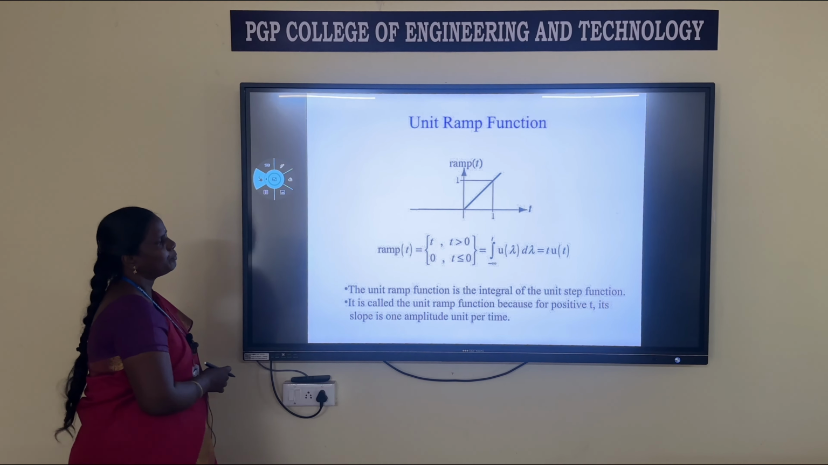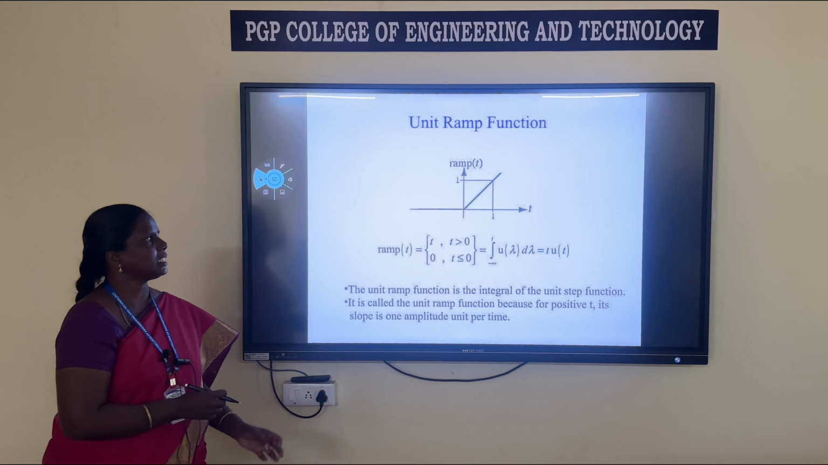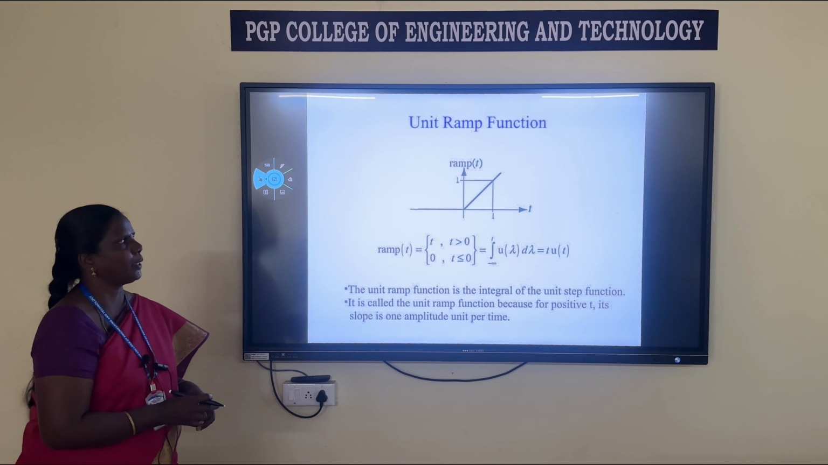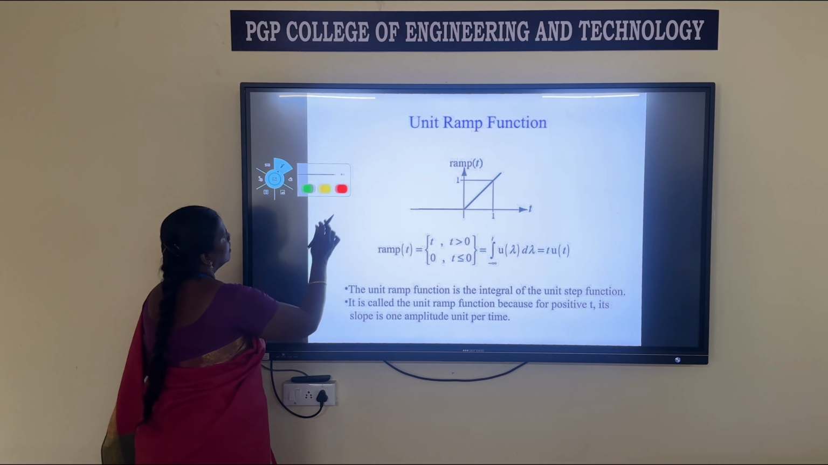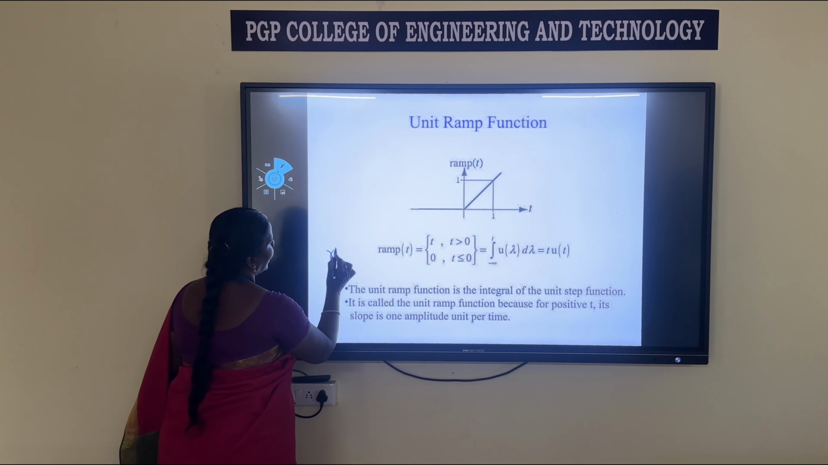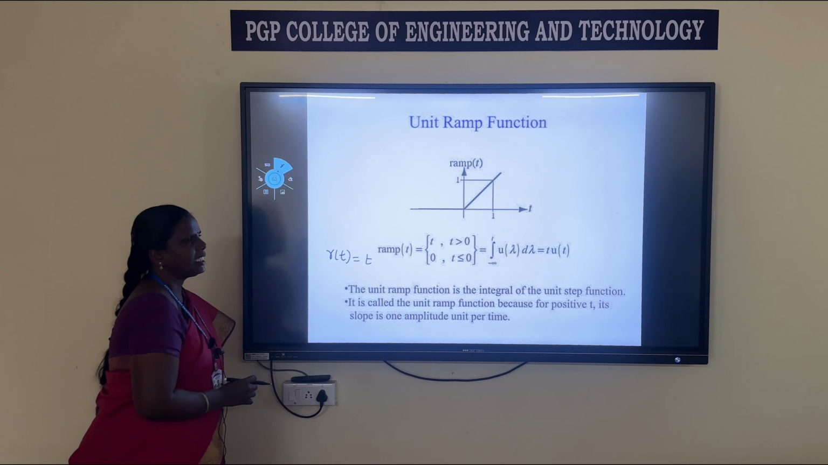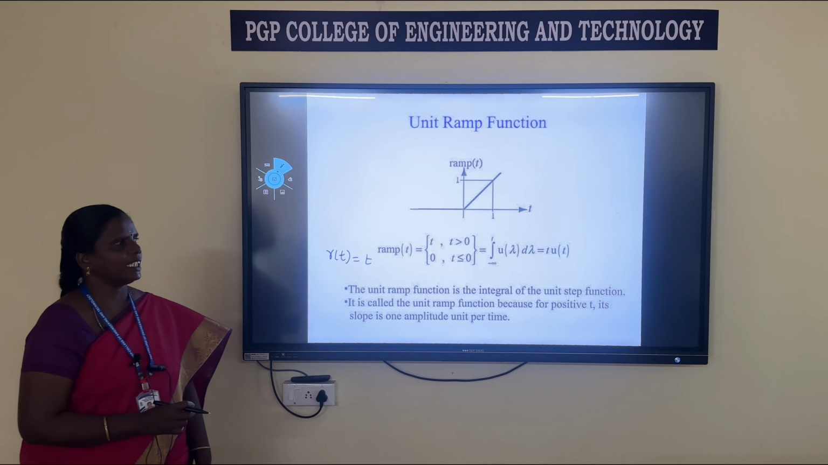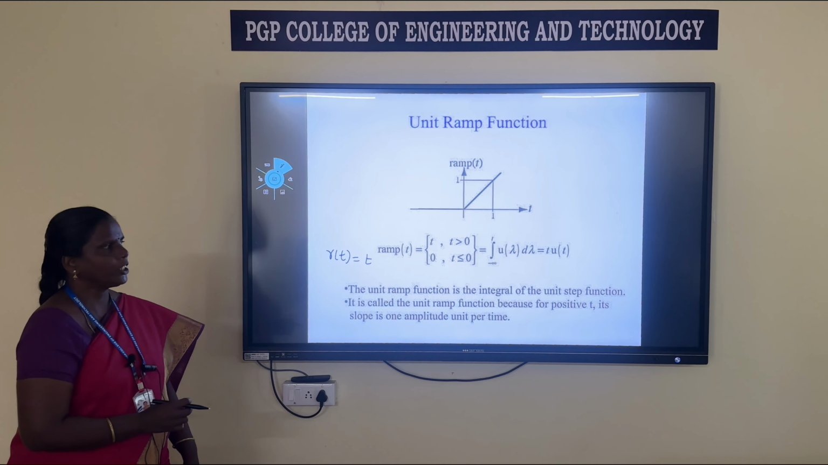So the unit ramp function is denoted R of t. Here the amplitude of the signal is increased linearly with respect to time. R of t is equal to t when t is greater than 0, and R of t is equal to 0 when t is less than or equal to 0. So it is the integral of the unit step function.